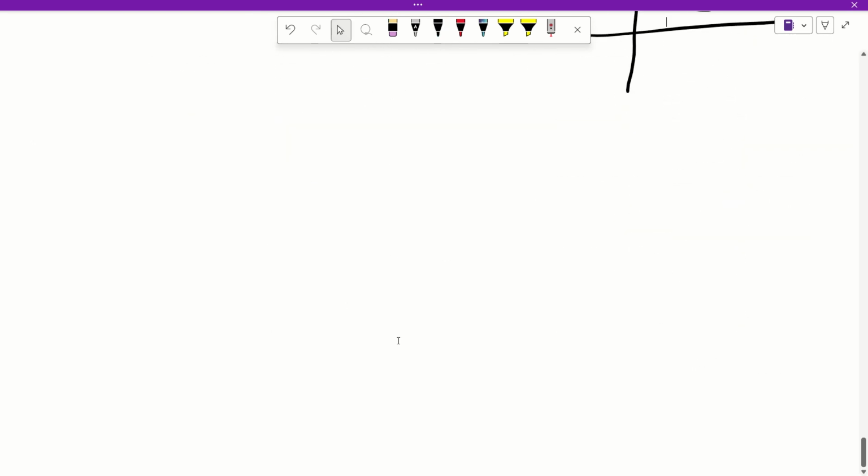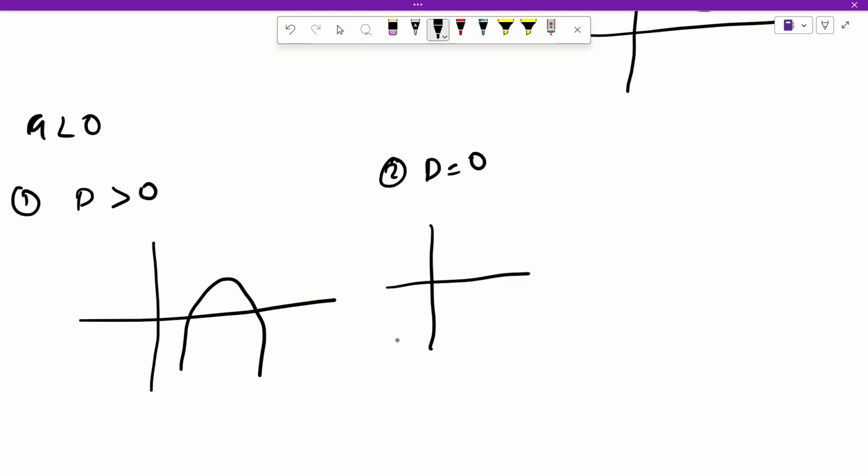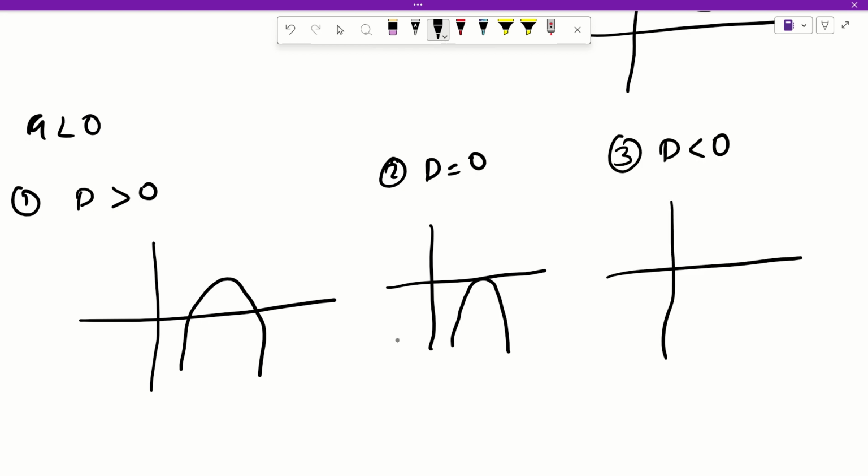Now let me just draw the graph for the conditions. Main condition will be a less than 0. Okay. Sub condition 1 will be D greater than 0. At that time, the graph will just turn upside down, like this. This will be for D greater than 0, and for D equal to 0, the graph will be like this, just the mirror image. Okay. And for D less than 0, the graph will be like this.